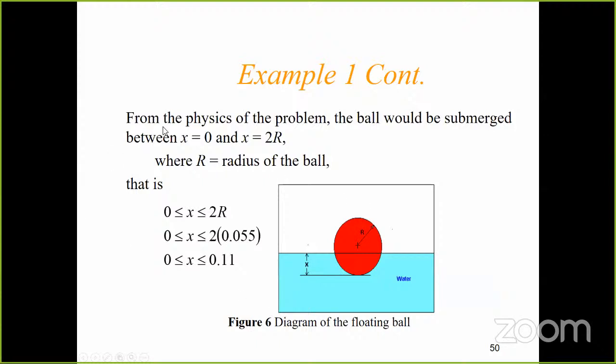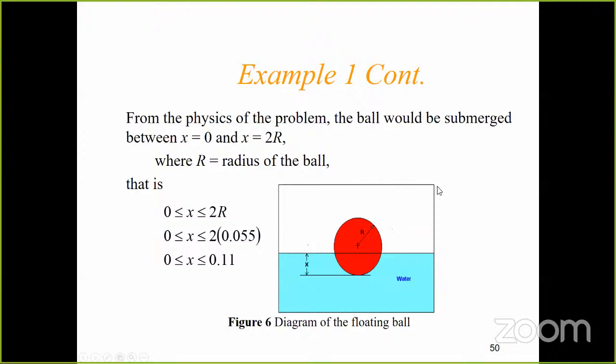Continue. Here, from the physics of the problem, the ball would be submerged between two limits. If it is not submerged entirely, it can float. One limit is 0. Another limit is that it can submerge entirely, 2 times r, completely submerged, not any deeper. This is the maximum, the upper limit, and 0 is the lower limit, the minimum possible value for submerging, where it can float entirely. It can entirely submerge at 2r, where r is the radius of the ball.